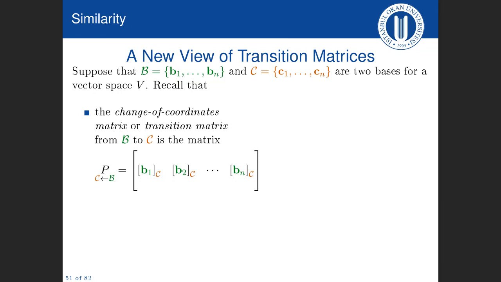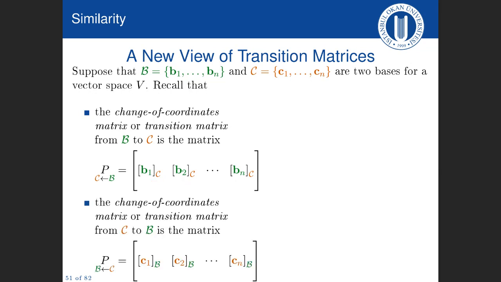It's P, and then underneath the P, B arrow C, or C arrow from B. This is the matrix where the first column is the coordinates of B1 with respect to the basis C. Second column is coordinates of B2 with respect to the basis C, etc. And we could go the other way. Instead of going from B to C, we can go from C to B. The change of coordinates matrix, or transition matrix, from C to B, that's P, and then arrow from C to B. First column is the coordinates of C1 with respect to basis B, and then coordinates of C2, etc.